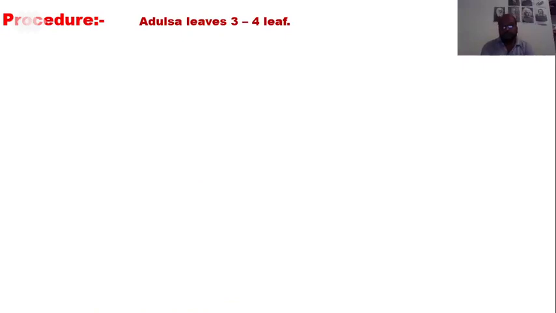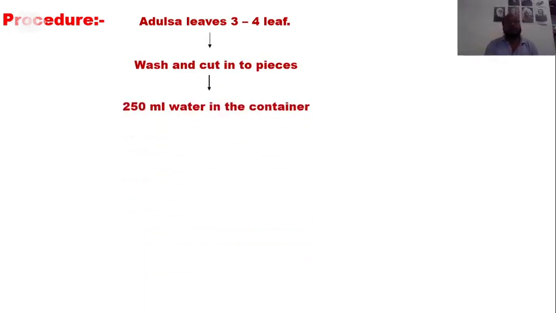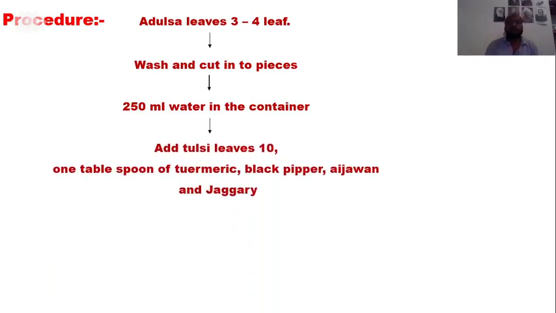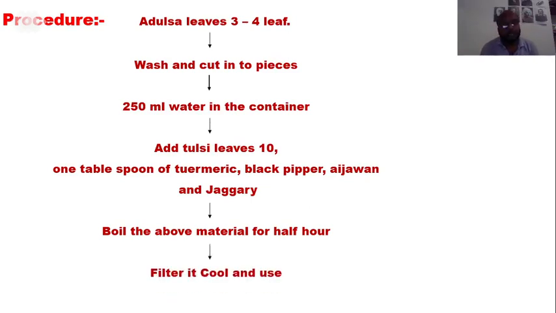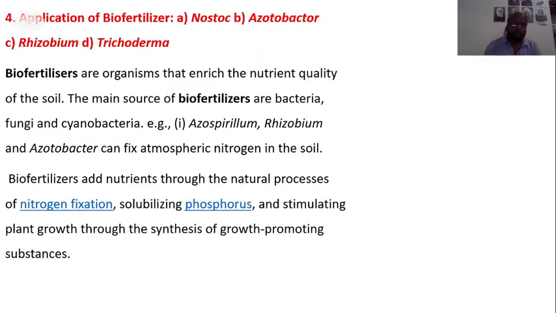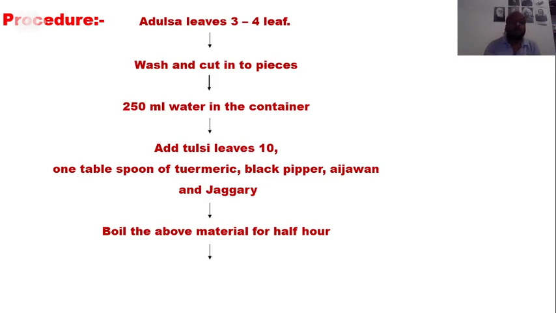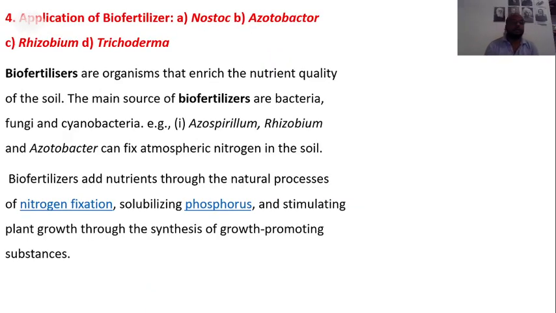So for the procedure, first you take adulsa leaves, 3 to 4 greenish yellowish leaves. You have to wash and cut into pieces. Then you add these pieces into 250 ml water in a container and add tulsi leaves, about 10 tulsi leaves, 1 tablespoon of turmeric, again add black pepper, ajwan and jaggery. Then boil all the above material for half an hour and filter it. Then cool it and use it as a decoction. So this is the procedure for the decoction or kada.